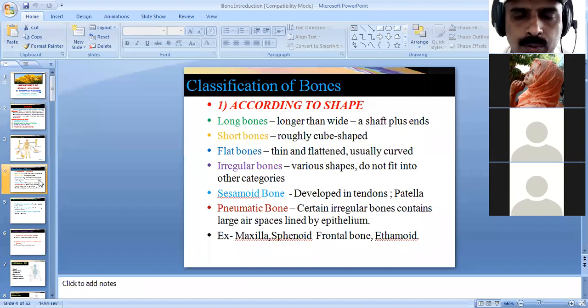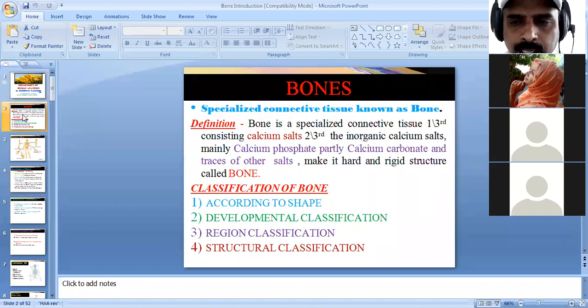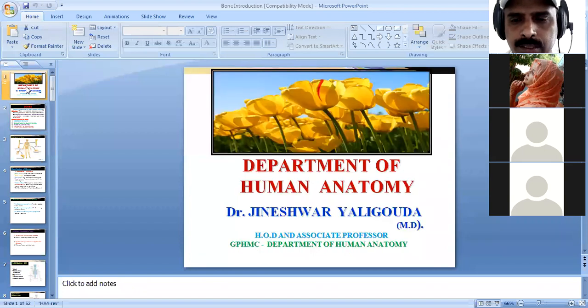So this is all about today's lecture. Whatever remains, which is gross structure, blood supply, and ossification, I am going to deal with in the next lecture. This is the main important question that will be asked: define bone, classify the bone, and explain in detail the functions of the bone. This is a very important question you have to know first in general anatomy.